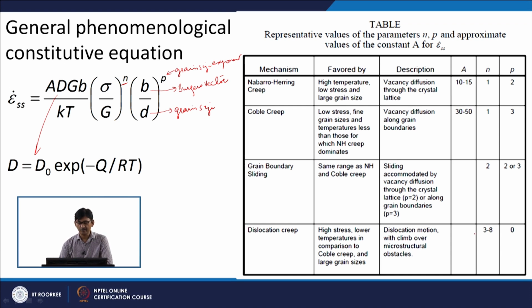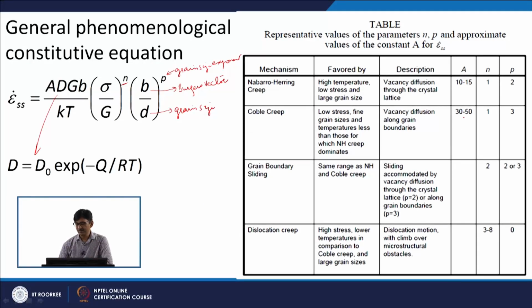These are all the parameters here, and depending upon the deformation mechanism, the values of these parameters are given here. NH creep is favored at high temperature, low stress and larger grain size. The description is vacancy diffusion through crystal lattice. A will be in this range, N is equal to 1, and P, that is the grain exponent, is equal to 2. Coble creep is favored at low stress, fine grain size and temperature less than those for which NH creep dominates. So, this is at a lower temperature, where the diffusion through grain boundary will be dominating. Vacancy diffusion along grain boundaries, A will be in this range. N is again 1 here and P is 3.